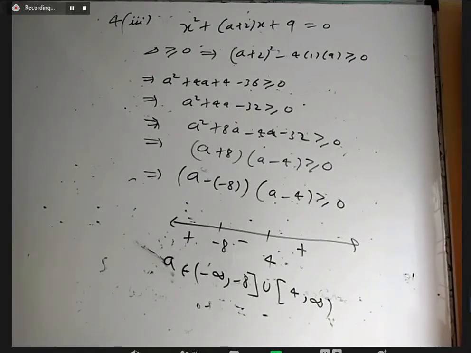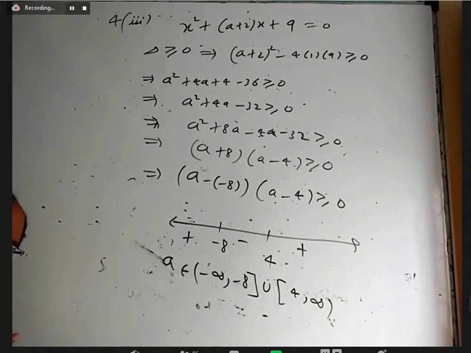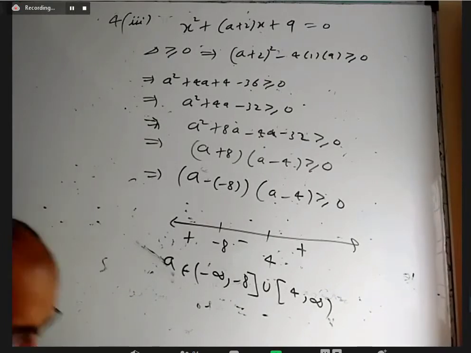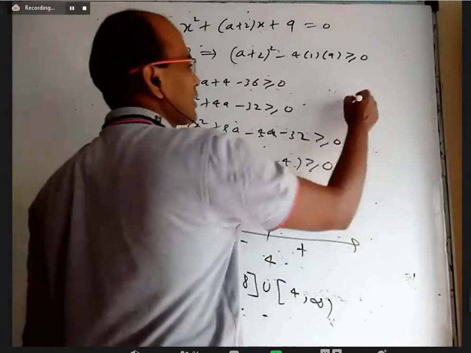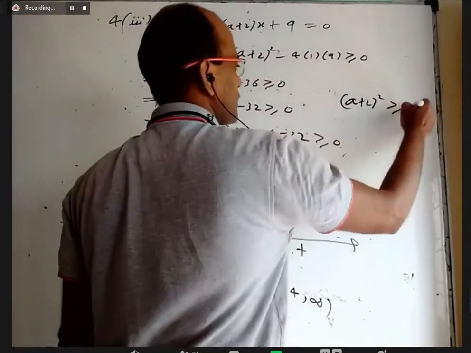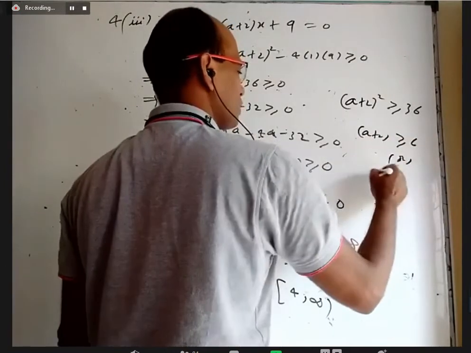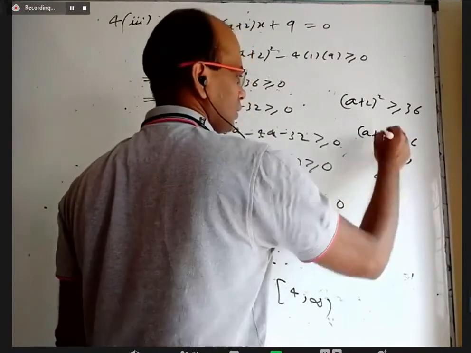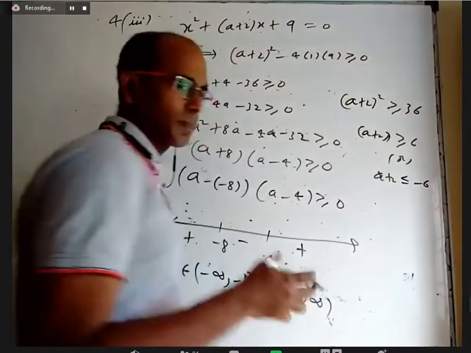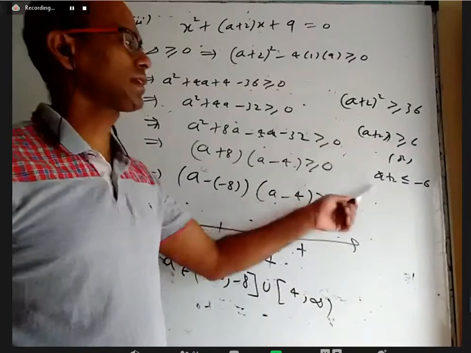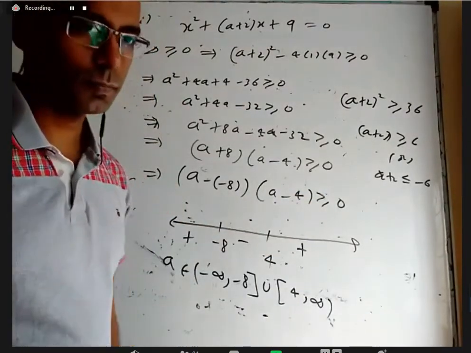Sir, this one, can we directly say that a plus 2 is less than or equal to 6 or a plus 2 is less than or equal to... No, that is not correct. It is not the or. Okay, that is wrong. No, it is not correct. (a plus 2) whole square greater than or equal to 36. You cannot write a plus 2 greater than or equal to 6 or a plus 2 less than or equal to minus 6 just like that. It is correct, but you have to understand how it comes, not just like that. How did this come? You have to understand it.